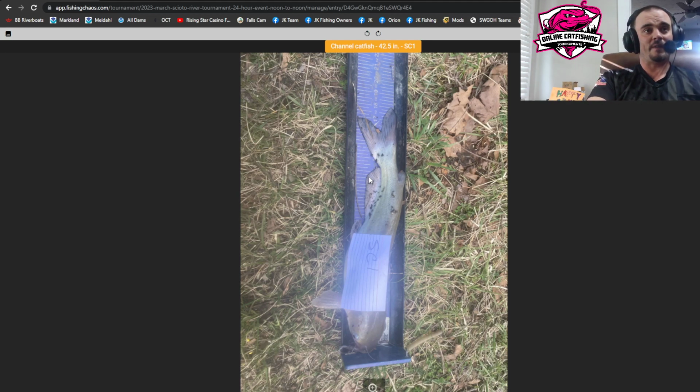The only fish that can be measured on its belly is a flathead, and we actually encourage you to measure flatheads on their belly. But other than that, channels and blues, right side down, left eye up, period, every single scene that I host.